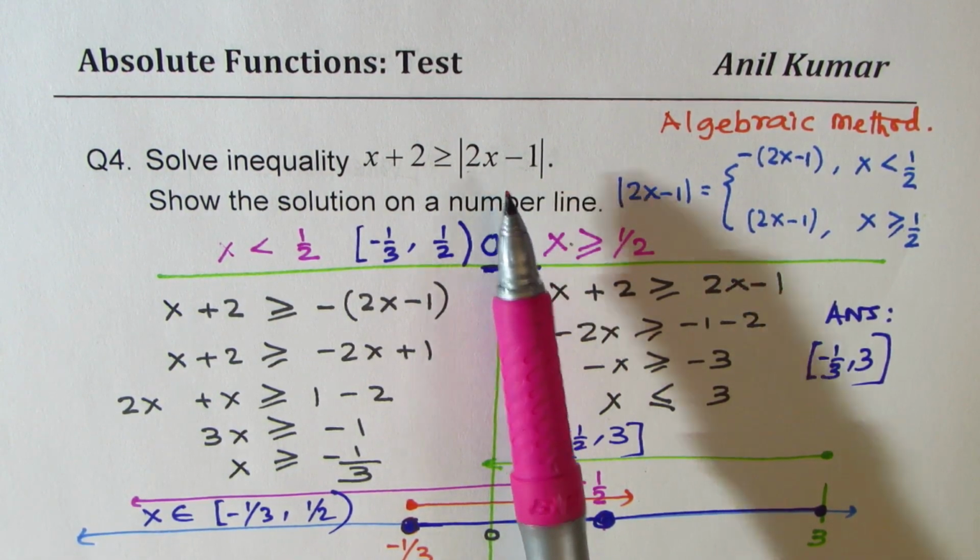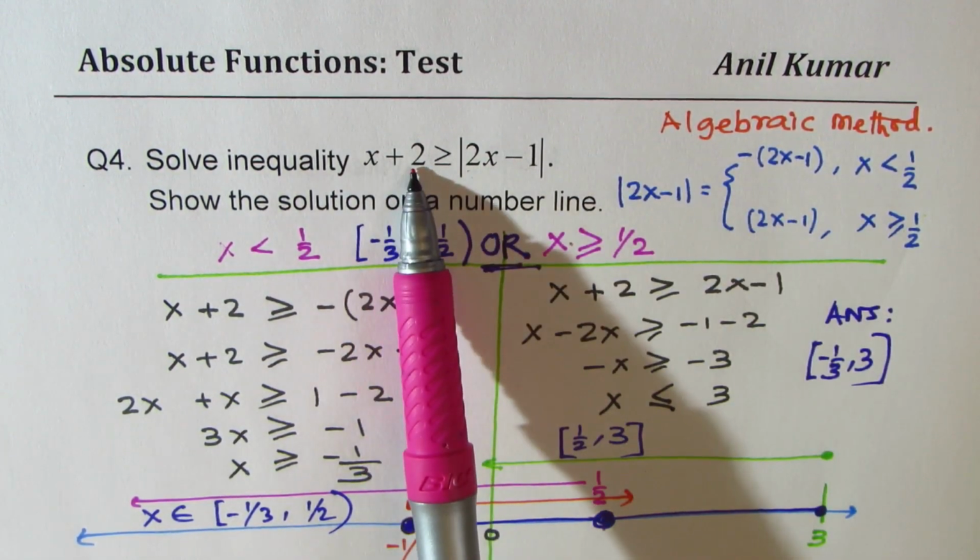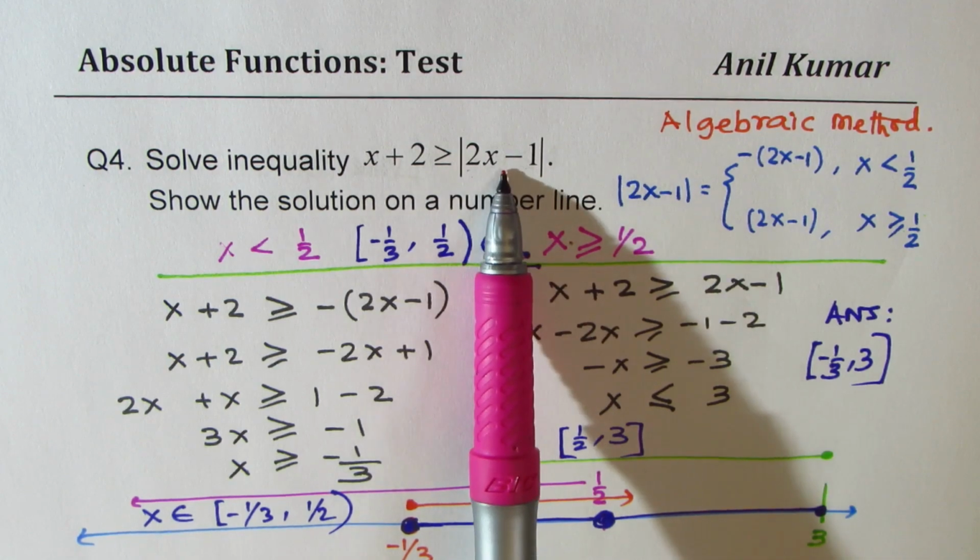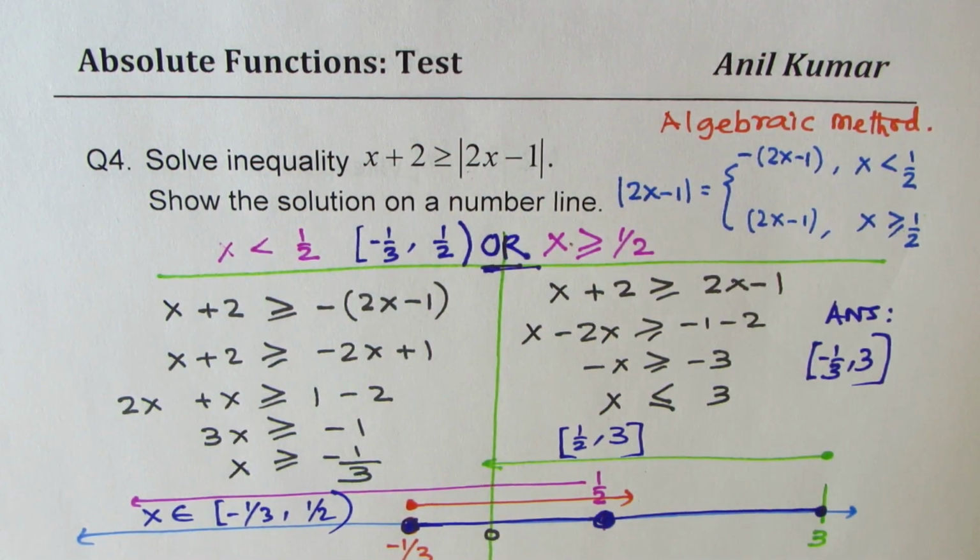So you could check. If I substitute 3 here, 3 plus 2 is 5. 6 minus 1 is also 5. It is equal. So it works. So that is how you could also check your answer.